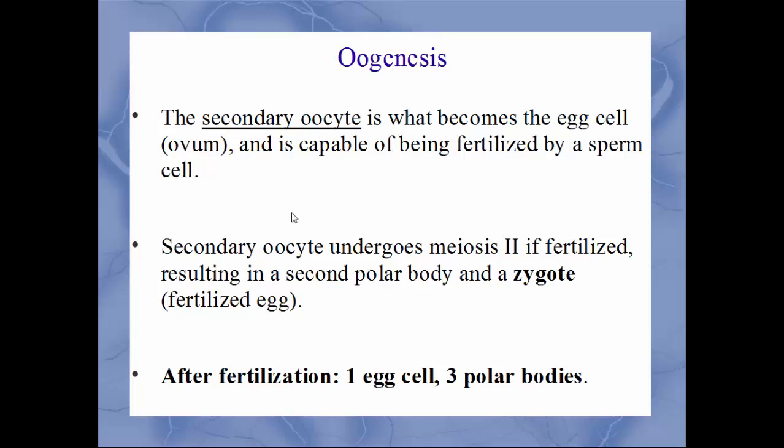Now the secondary oocyte will undergo meiosis too if it is fertilized, resulting in a second polar body and the zygote, which is the fertilized egg. This is how we all start off, as the union of the sperm cell with the egg cell is the zygote, that one cell that every person starts off as. So after fertilization, this is what you have. You have one egg cell and 3 polar bodies. And these polar bodies will release some hormones, then will break down. So they are, for the most part, non-functional.